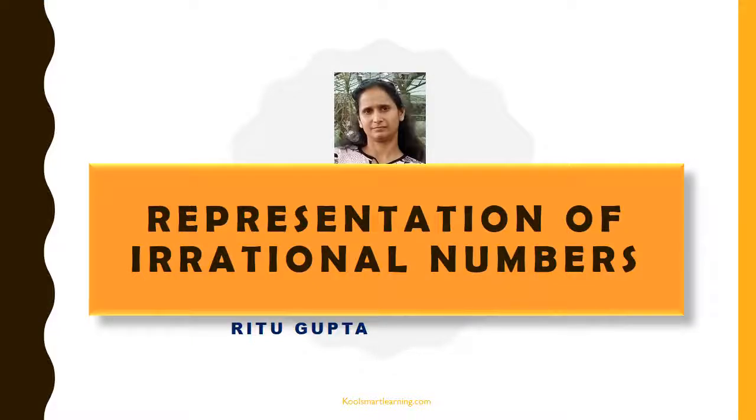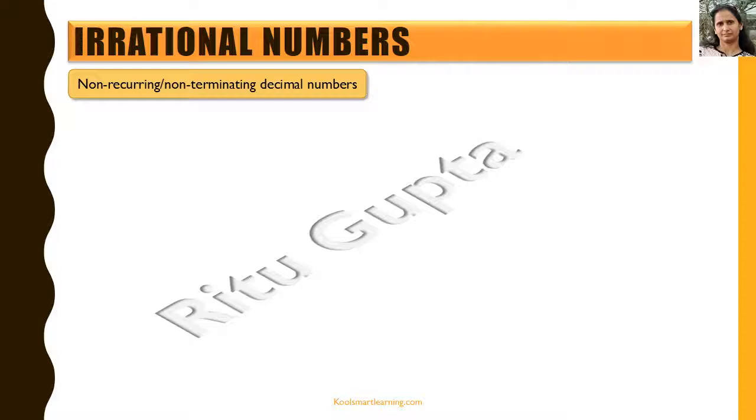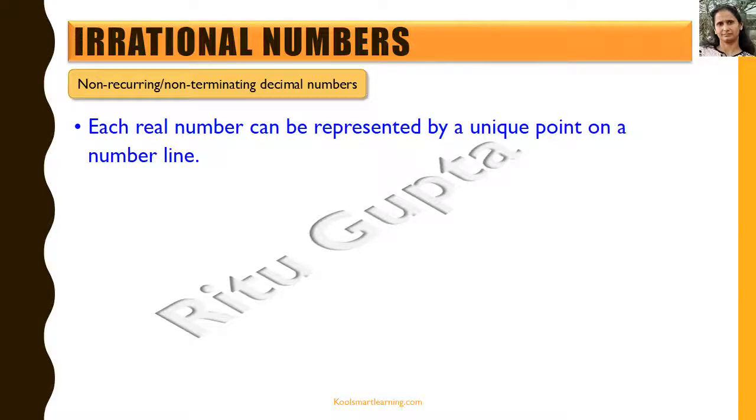Hello friends, we are going to see how we represent irrational numbers on a number line in this session. We are first going to talk about representing the non-recurring, non-terminating decimal number form of irrational numbers. First of all, it's important to understand that each real number can be represented by a unique point on a number line. So irrational numbers, being a type of real number, can be represented on a number line by a unique point.